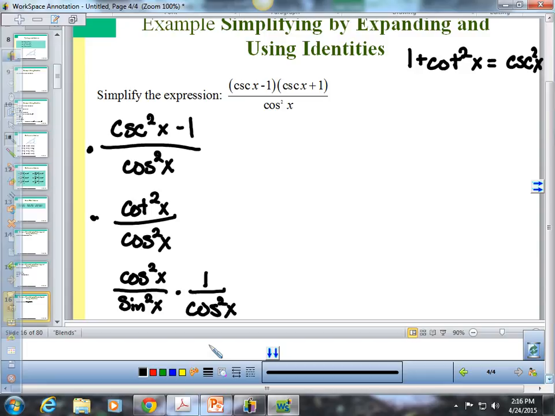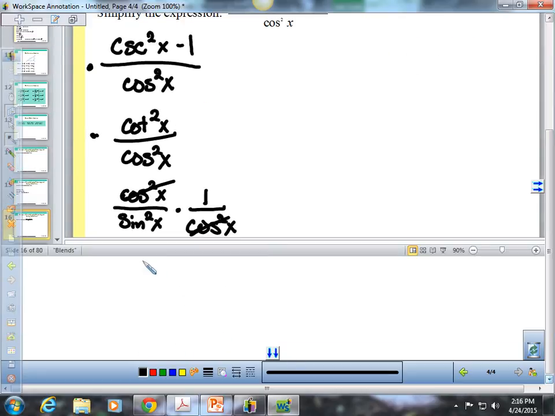But what can we do before we multiply if we recognize it? We can reduce like terms, right? Is there anything that will cancel out here? Cosine squared in the top, cosine squared in the bottom, they knock each other out. I'm left with what? 1 over sine squared x. Or cosecant squared x. Would either of those be acceptable? Absolutely. 1 over sine squared x or cosecant squared x.